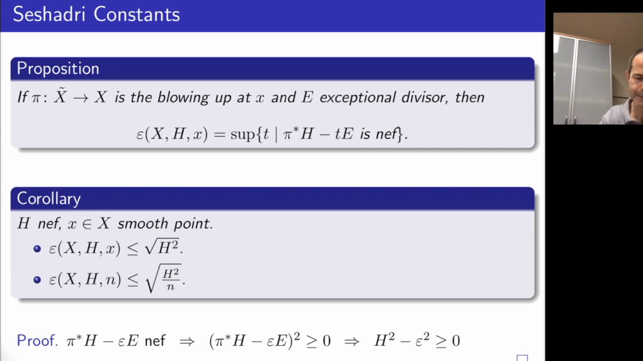As a consequence, there is an upper bound for the value of the Seshadri constant, which is given by the square root of the self-intersection of H. Because if we have a nef class, then in particular the self-intersection is non-negative, and we can express this self-intersection as H squared minus epsilon squared, and so this gives the bound.